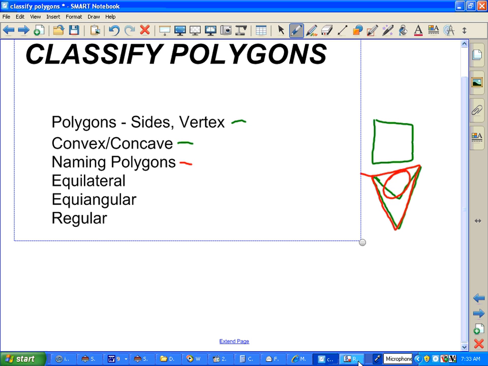Naming polygons, we went through all the names: triangle, quadrilateral, pentagon. Learn those names. They're in your book as well. Equilateral means all sides are the same length. Equiangular means all angles are the same size. And regular means both of those at the same time. So all the sides are the same and all the angles are the same. It's equilateral and equiangular all at the same time.